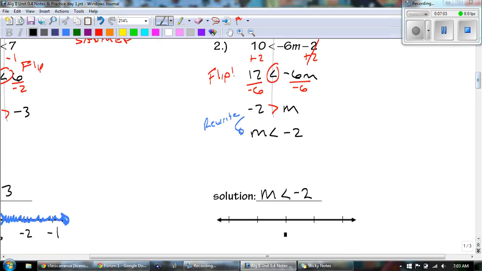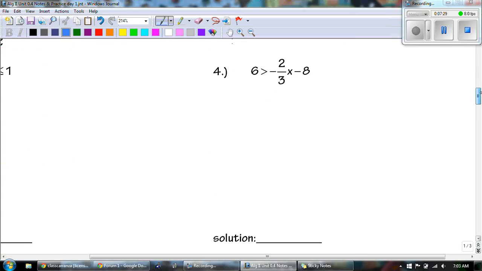So I'm going to go down to my number line. There's -2, -1 and 0, -3 and -4. Are we open or closed? Yeah, it's open because it's less than. And then since it's less than, I'm going to shade everything to the left. Okay.